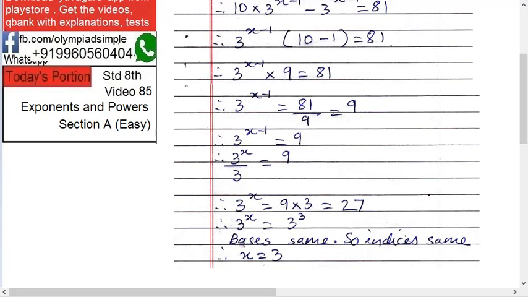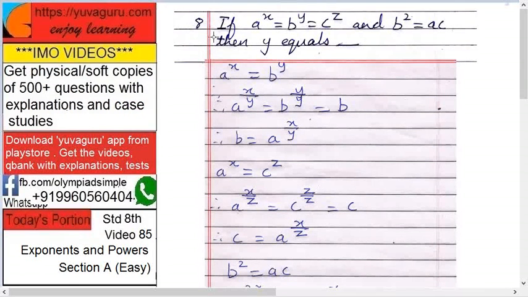3. That is the required answer. Next, if a raised to x equals b raised to y equals c raised to z and b square equals ac, then the value of y is... these two equations are given and we have to find the value of y.